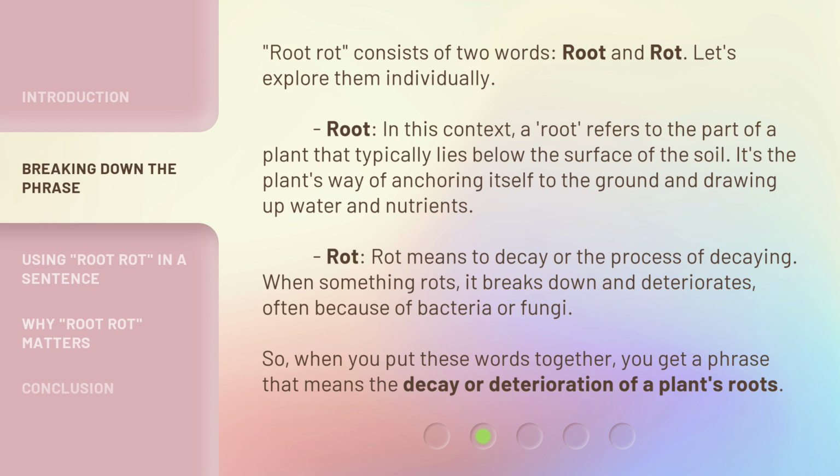Rot. Rot means to decay or the process of decaying. When something rots, it breaks down and deteriorates, often because of bacteria or fungi. So, when you put these words together, you get a phrase that means the decay or deterioration of a plant's roots.